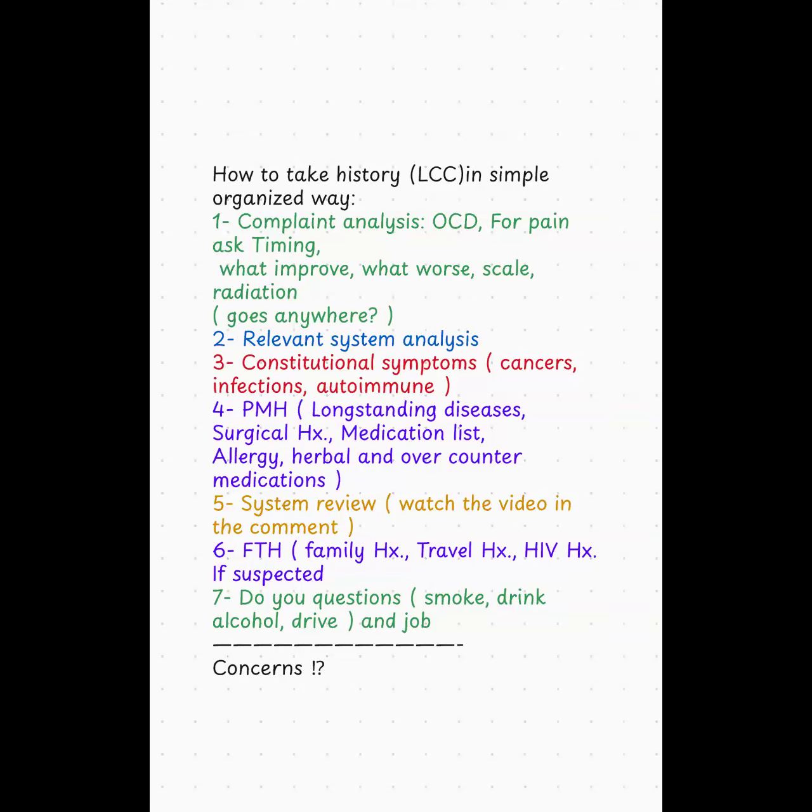You can add for the pain complaint these factors. You have to ask about the timing, when exactly this pain comes, what improves this pain, and what worsens this pain. You can ask about the scale of the pain, from 0, no pain, to 10, the maximum pain. Then radiation, by asking where this pain goes. For example, going up or down, going front or back, according to the nature and the site of the pain.